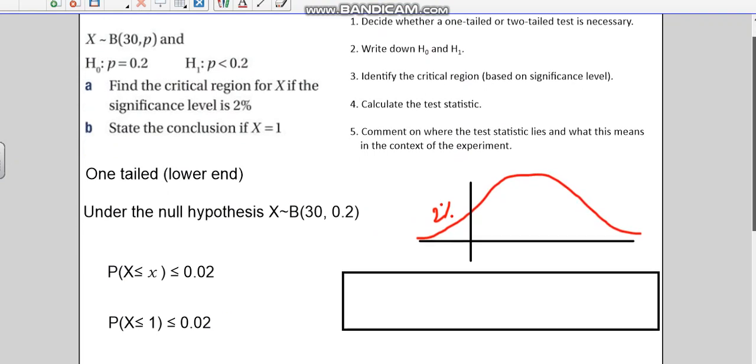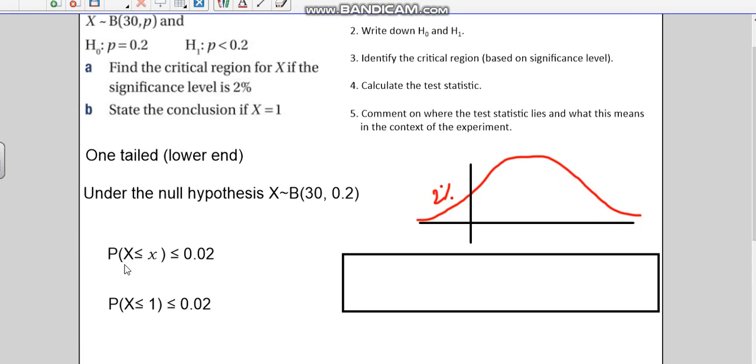So we're looking for the probability of a particular value being less than or equal to 2, and we've worked out that the probability that x is less than or equal to 1 is smaller than 0.02, and we could see that on the list. Okay, so what we're going to write on our diagram here is that 1 would be in the critical region, but 2 would not be in the critical region because the probability of being less than that was greater than 0.02. So hopefully you can see that.